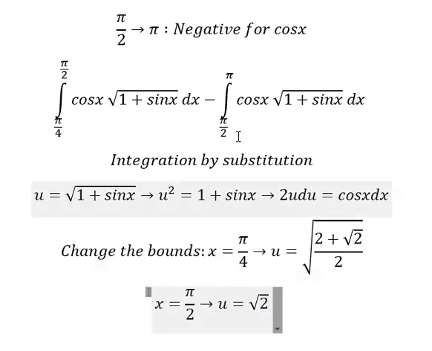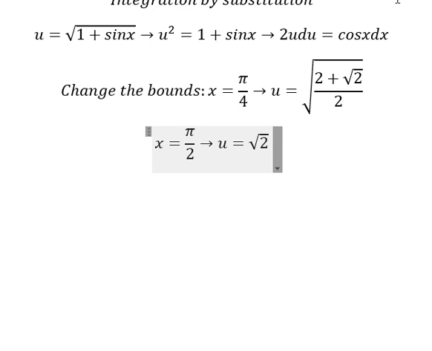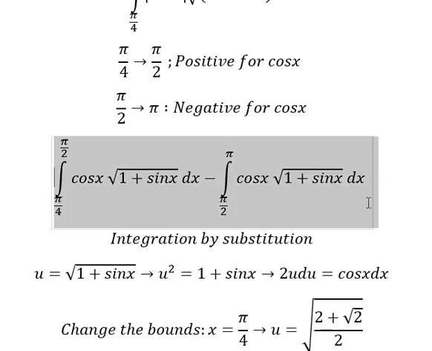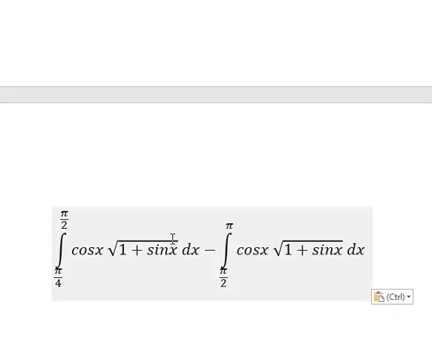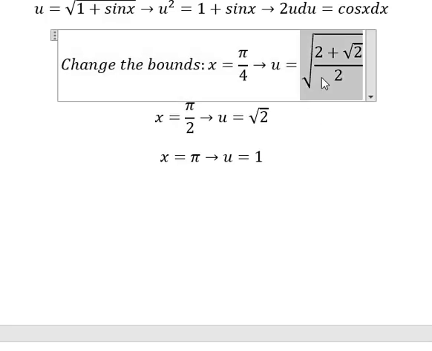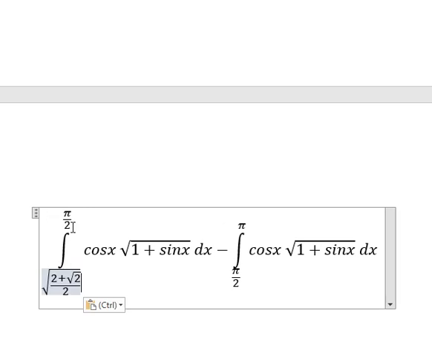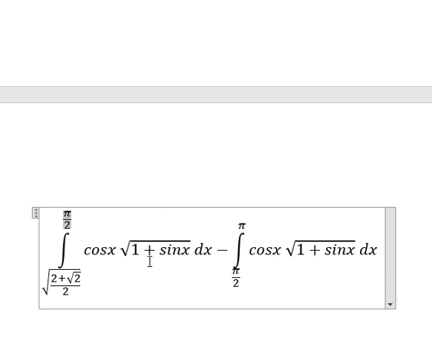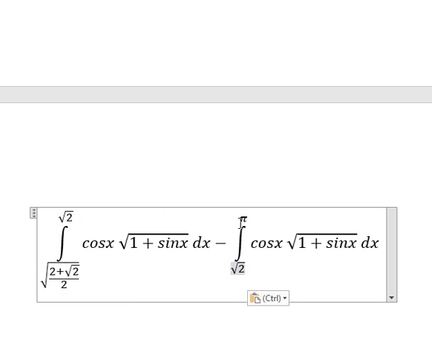When x equals pi, so we put pi in here, and we have number 1. So this one we change for this one. Pi over 2 we change for the square root of number 2. Pi that is about number 1. The square root we change for u.